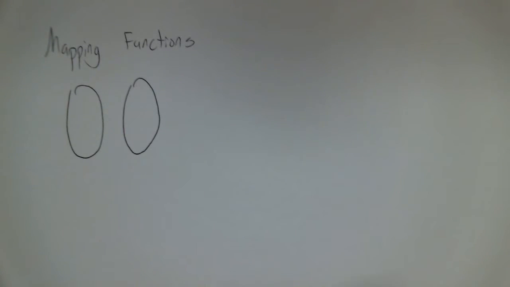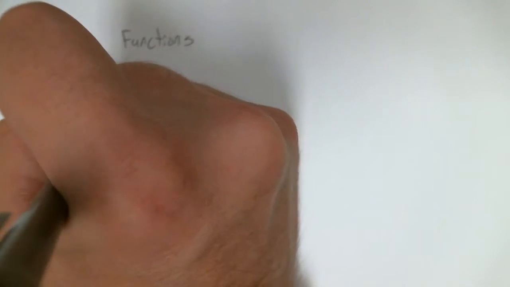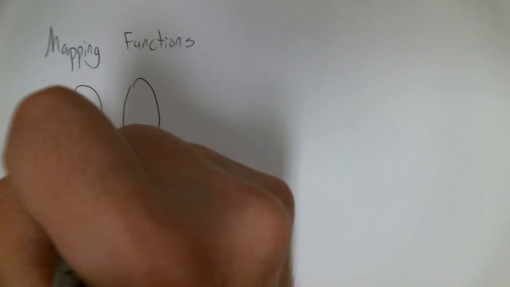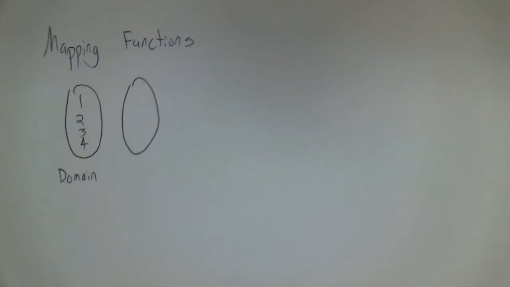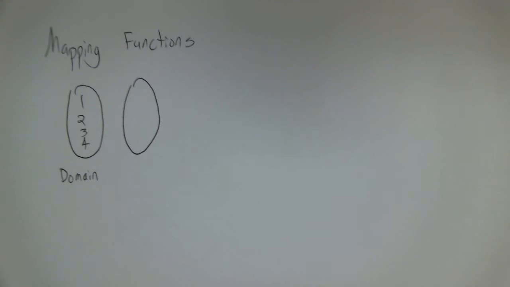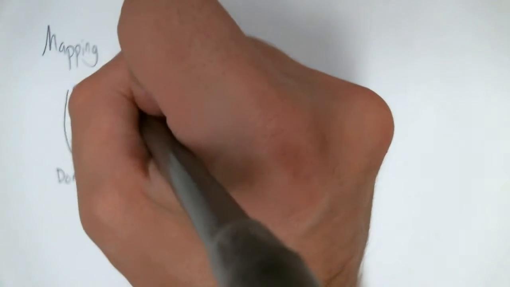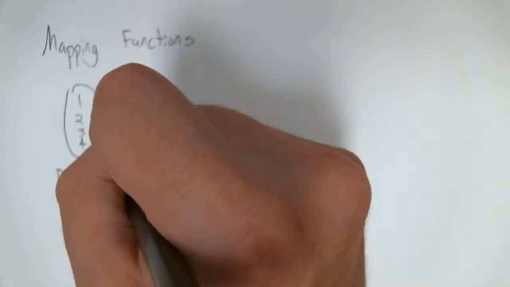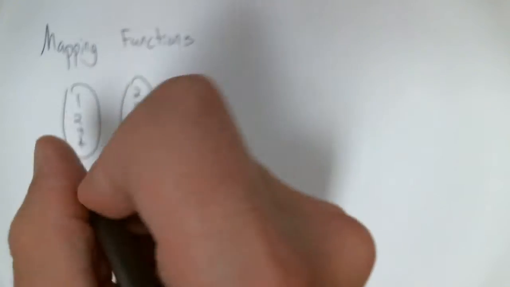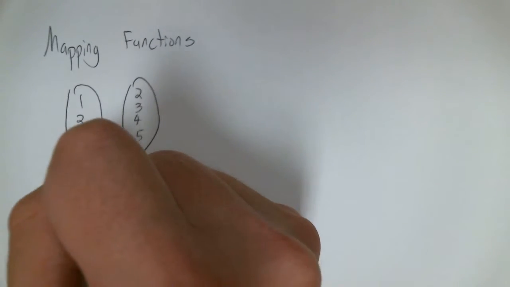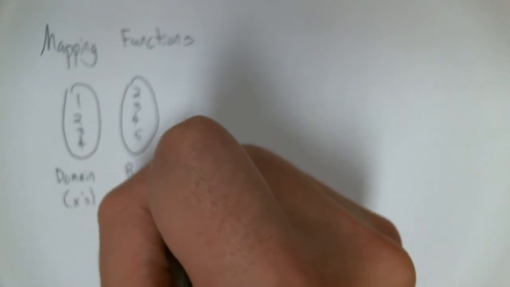Let's say that we are putting our domain and range values in these two ovals here, and let's say I have 1, 2, 3, 4. That would be my domain. Domain is just simply a fancy way of saying what are my inputs, what are my x values. And let's say we have outputs of 2, 3, 4, 5. This would be my range. So these would be like my x values, the x's. These would be like my y values.